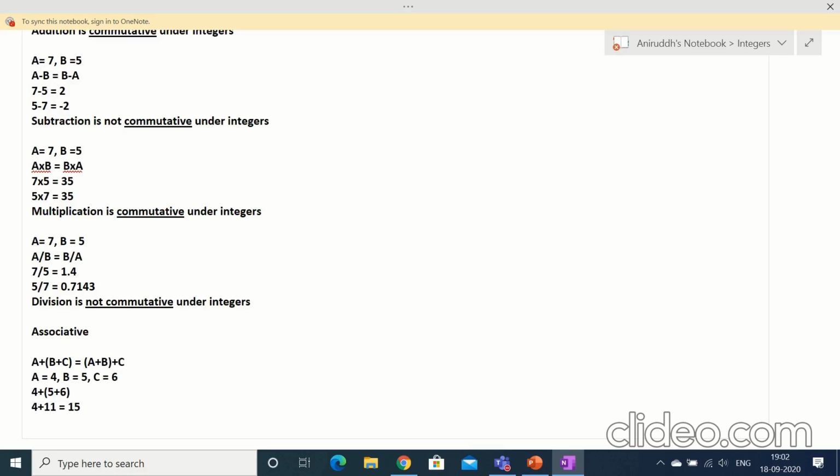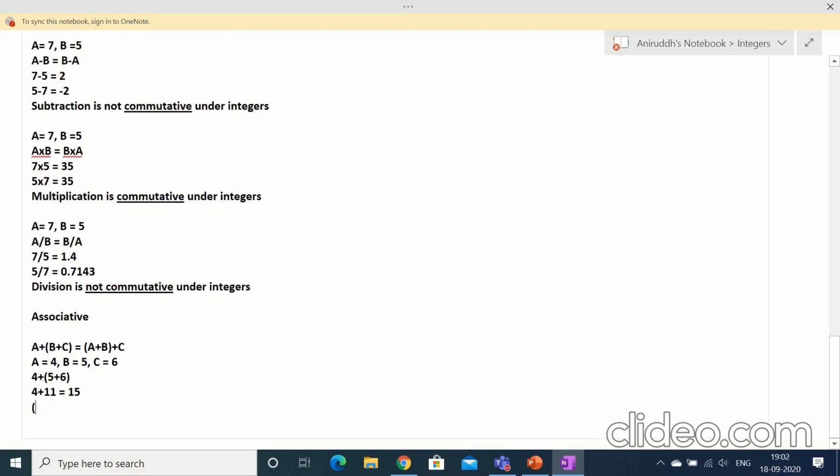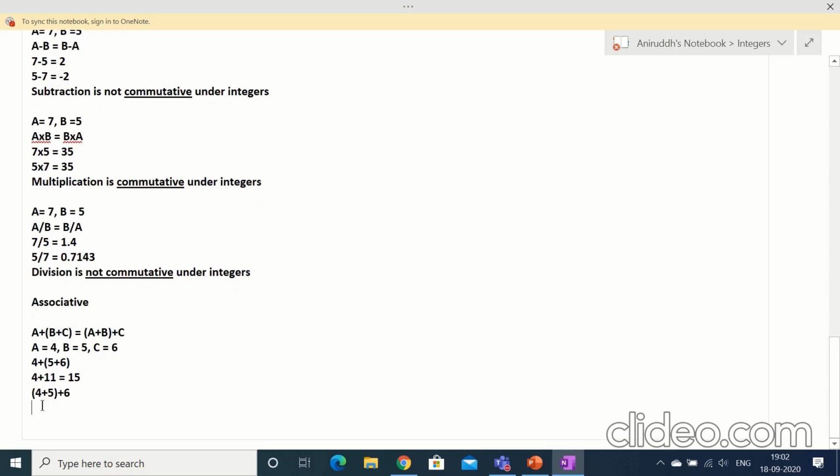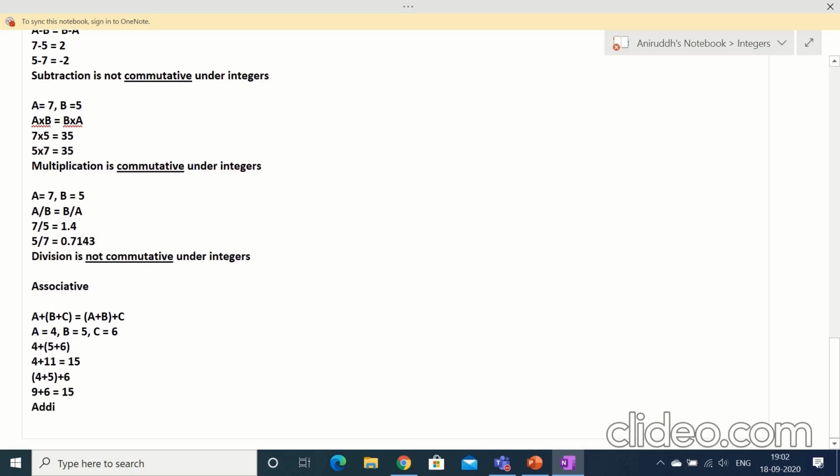Now let us reverse it. That is (4 plus 5) plus 6. So brackets come first. So 4 plus 5 is 9. 9 plus 6, so 15. So we get the same integer as the sum. So we say that addition is associative under integers.